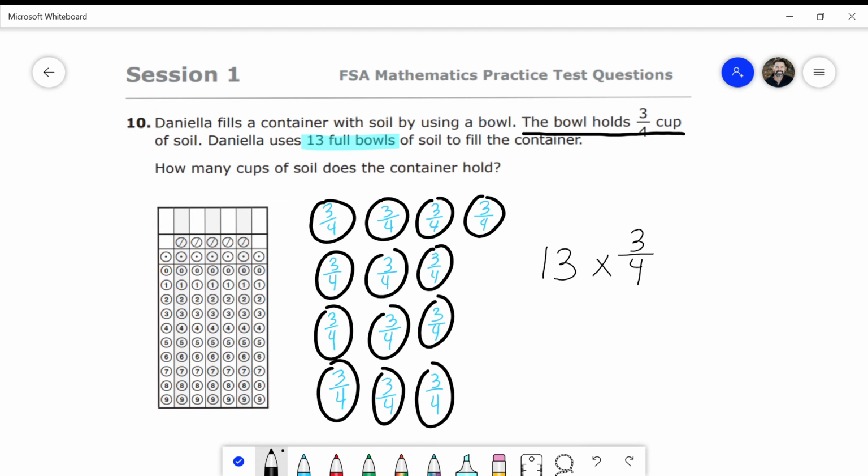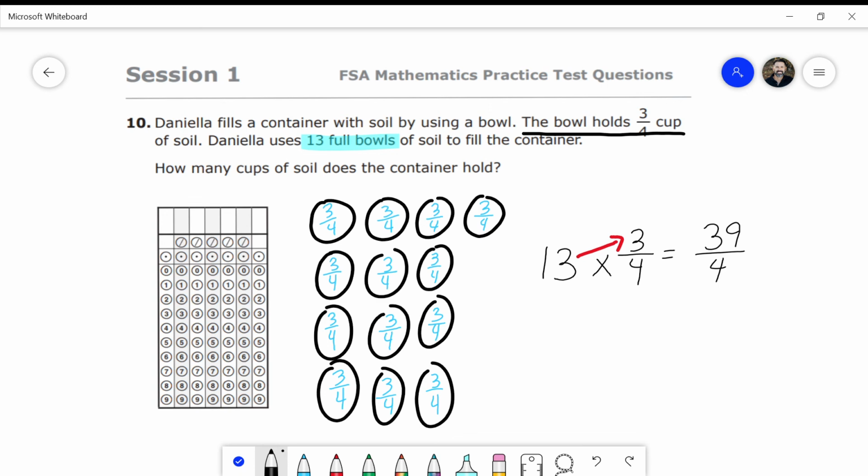If I just multiply 13 times the 3, we don't want to change the denominator. You only do that when you're trying to find an equivalent fraction, because the bowl can only hold 3/4. That's the amount that the bowl can actually hold, and I can't change that amount. Now, how many times did I have to scoop it? That's what multiplying 13 times 3 is helping us find. If I multiply 13 times 3, that would be 39. And so my answer is 39/4. How many cups of soil did the container hold? Well, it held 39/4 cups of soil.